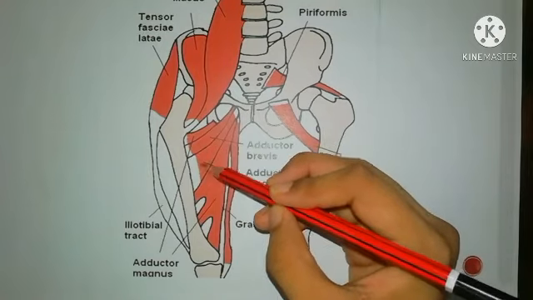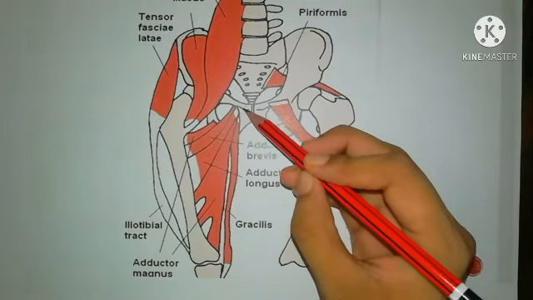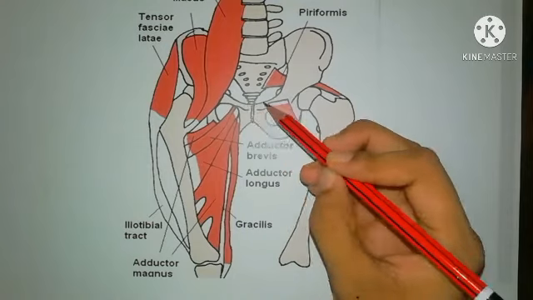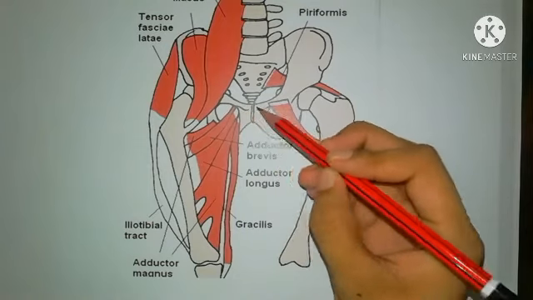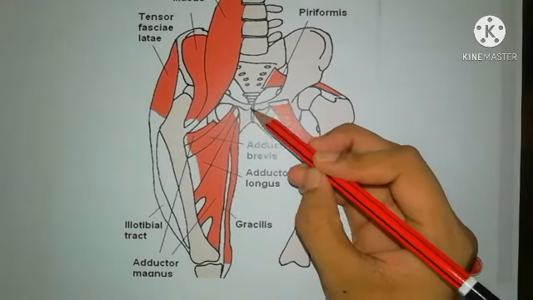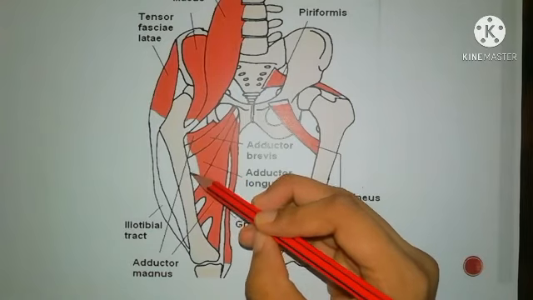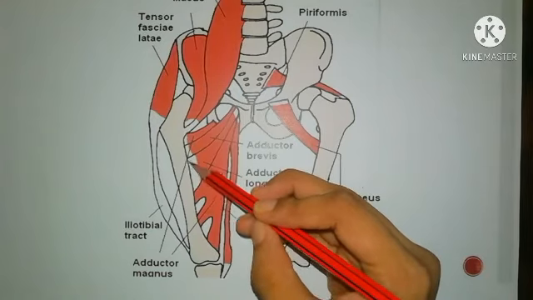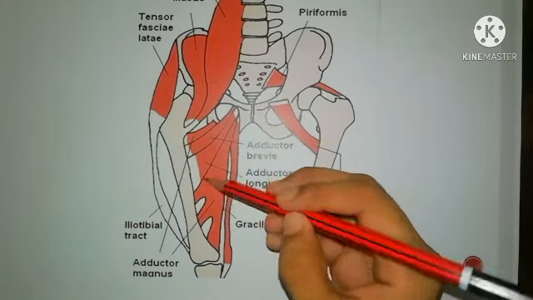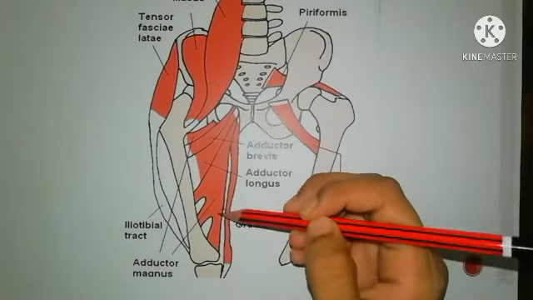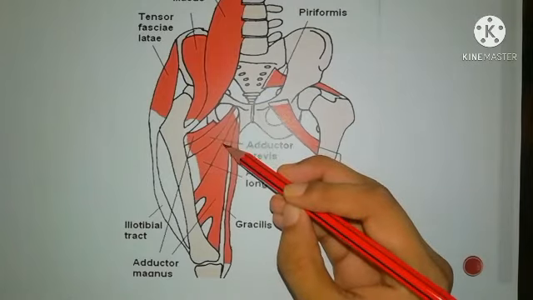The origin of this muscle is from the body of the pubis in the angle between the pubic crest and pubic symphysis. Here this is the pubic crest and this is the pubic symphysis. Insertion of this muscle is in the middle 1/3 of the shaft of the femur. All the muscles of the medial compartment of thigh are supplied by the obturator nerve. The action of the adductor longus is to adduct the thigh.